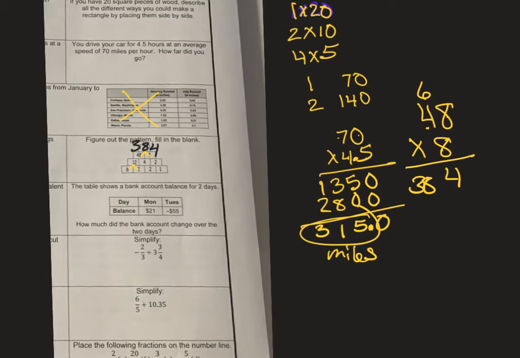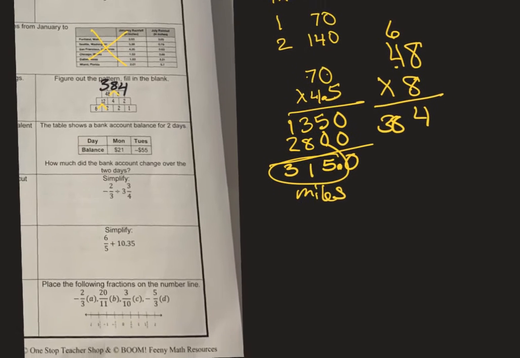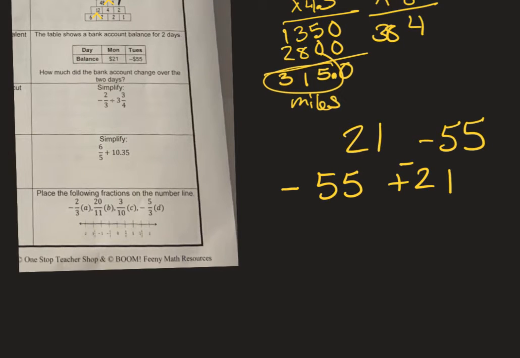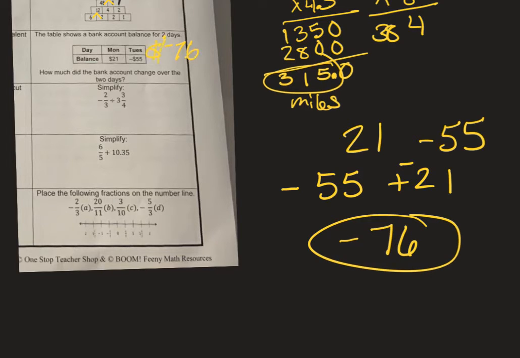Okay, now we have the table shows the bank account balance for 2 days. How much did the bank account change over the 2 days? So on Monday there was $21 and on Tuesday there was a negative 55, right? So we have to take a negative 55 minus 21. So we're going to add the opposite. So we got to add those together and you get a negative 76. So it changed a negative $76. It went down. If you had a positive balance and now you have a negative 55, someone took out $76 or a bill was paid with it.